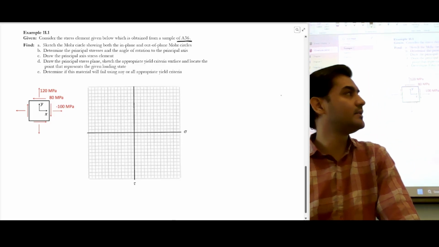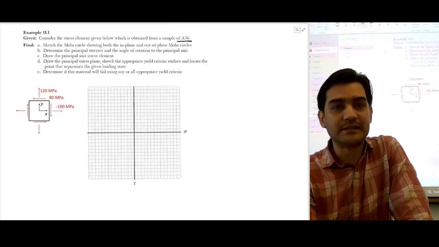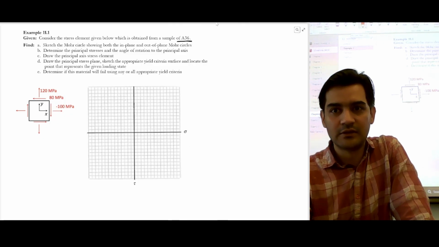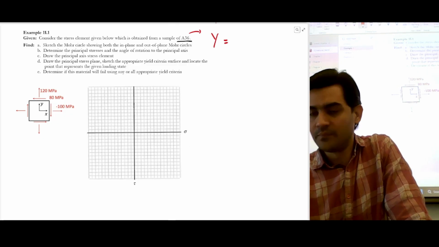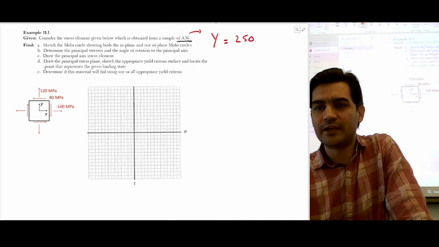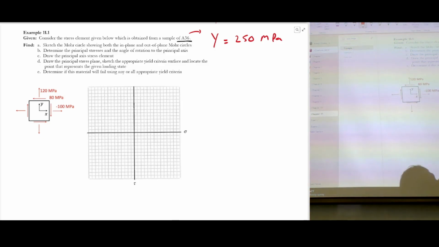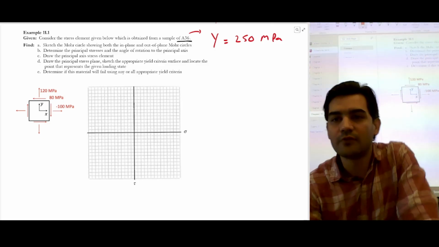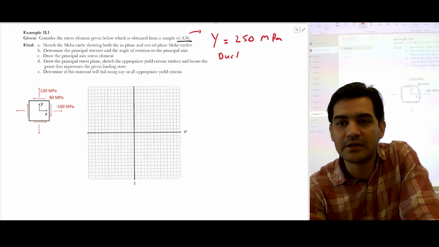So the only difference is this time they have given us the material. So the material is A36, and every material has a specific yield stress. So in this case, the yield stress is 250 megapascal. So this is the A36 material. So I can give you two pieces of information. So in the exam I will also provide you the yield stress. I will also give you whether this material is a ductile material or a brittle material. So this material is a ductile material.